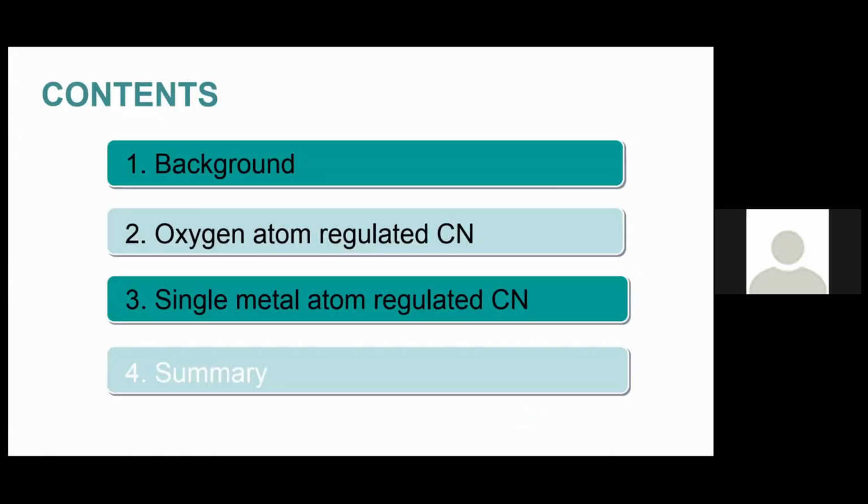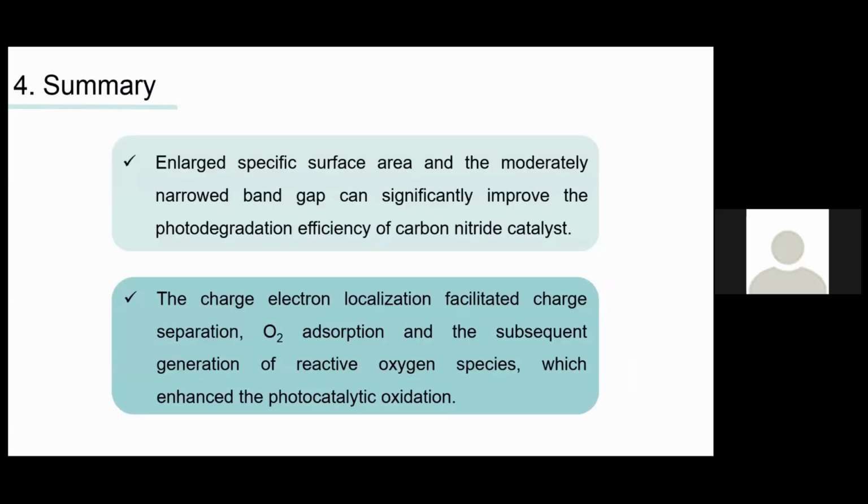Finally, I'll give the summary of my work. Enlarged specific surface area and a moderately narrowed band gap can significantly improve the photodegradation efficiency of carbon nitride catalysts. The charge localization facilitates charge separation, oxygen adsorption, and subsequently the generation of reactive oxygen species, which both enhance the photocatalytic oxidation.